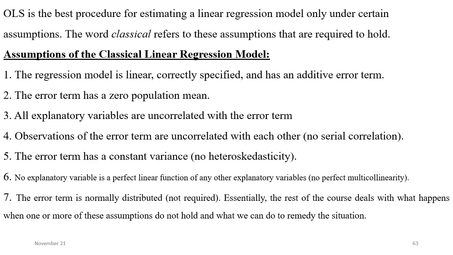Third, explanatory variables are uncorrelated with the error term. Fourth, observations of the error term are uncorrelated with each other, which means no serial correlation. Fifth, the error term has a constant variance. Sixth, no explanatory variable is a perfect linear function of any other explanatory variables, which means no perfect multicollinearity. Seventh, the error term is normally distributed, though this is not required. Essentially, the rest of the course deals with what happens when one or more of these assumptions do not hold and what we can do to remedy the situation.